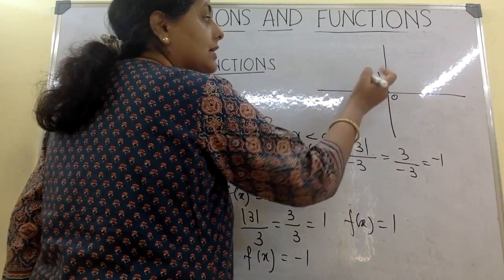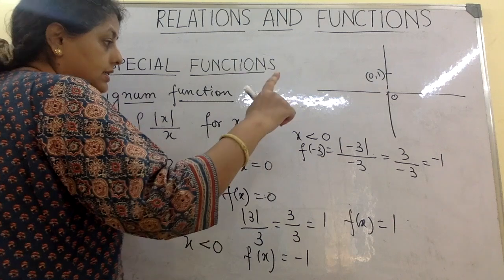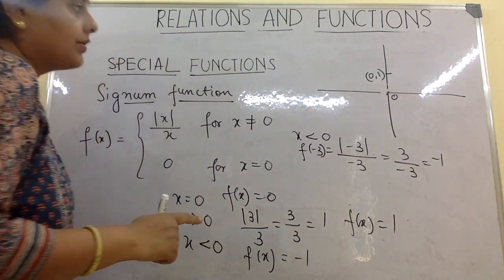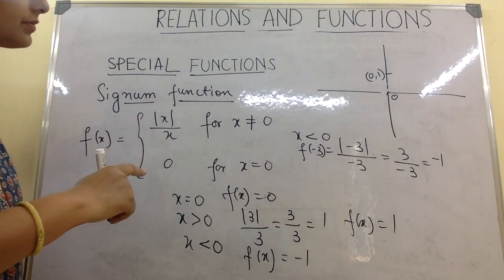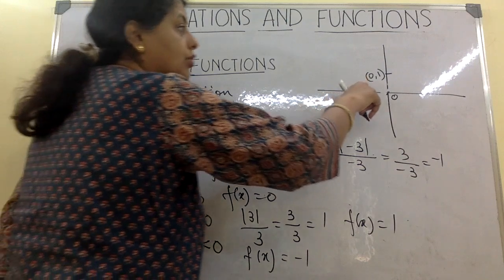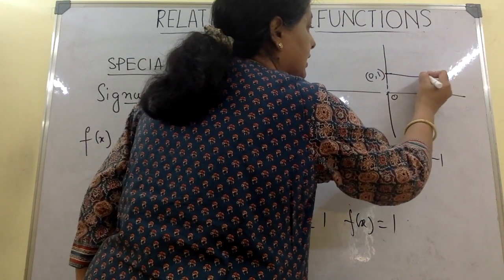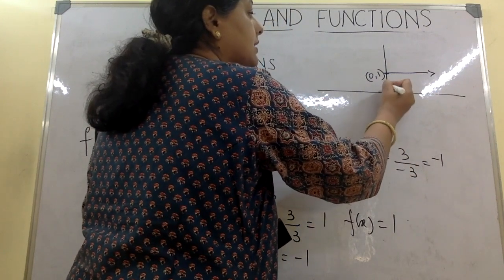This 1 on the y-axis means (0, 1), which means x is 0 and y is 1. So x is 0, y is 1. Now let me draw this line. Now I'll draw this line which is parallel to the x-axis.